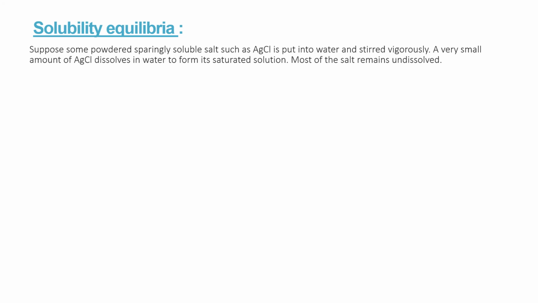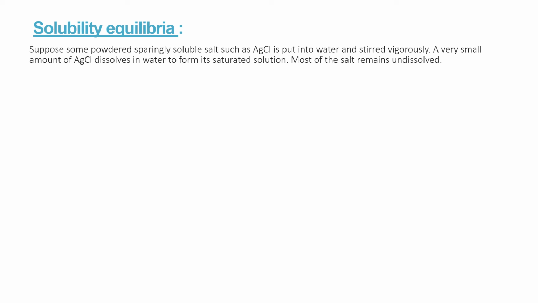Now the next slide is on solubility equilibrium. Now what is the meaning of solubility equilibrium? See, suppose some powdered sparingly soluble salt such as AgCl. AgCl is a sparingly soluble salt. We put it into water and stir vigorously. A very small amount of AgCl dissolves in the water to form its saturated solution. Most of the salt remains undissolved.